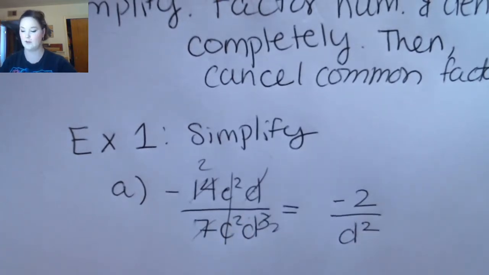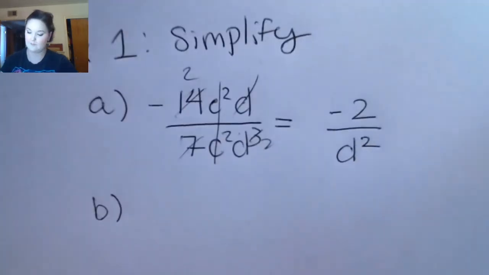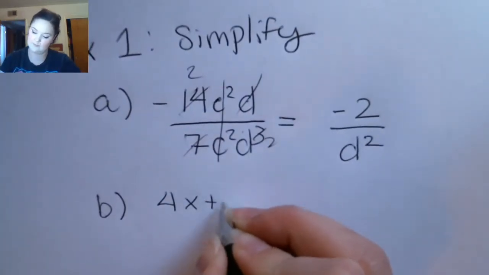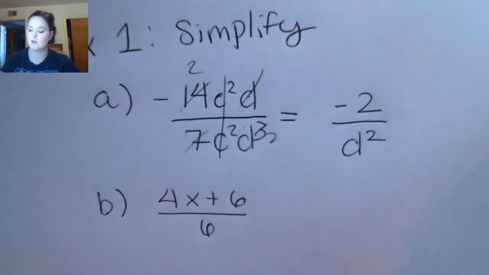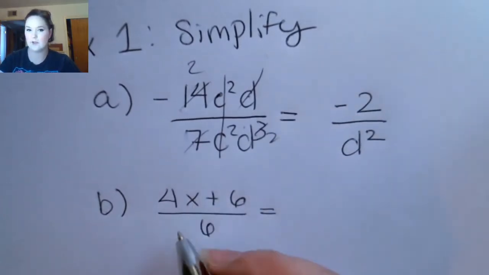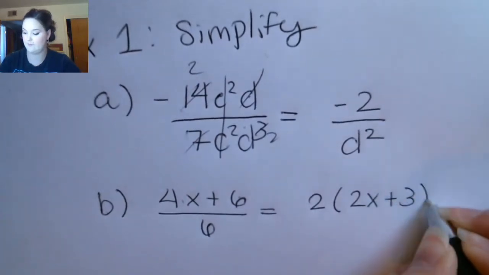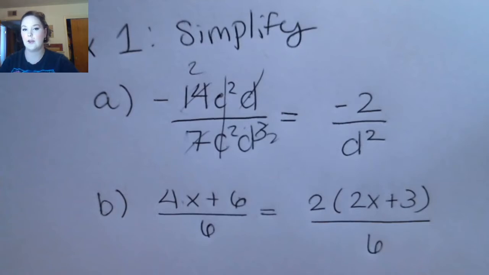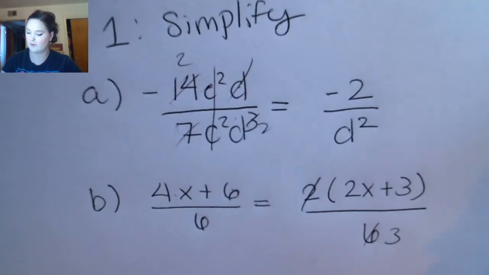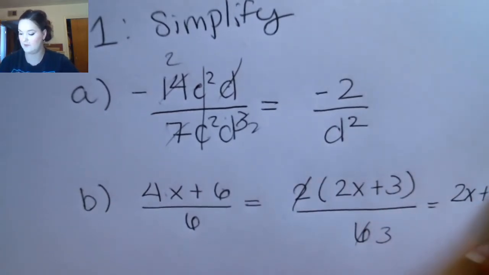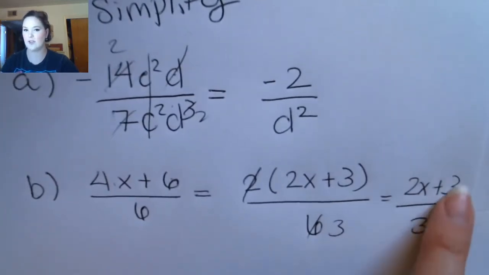So if you do have more than one term, it's important to remember you can't cancel these two. You have to actually factor this. So the common factor here would be 2. And now you can cancel this 2 with this one. So that would give us our final answer, 2x plus 3 over 3. And you still can't cancel those 3's.